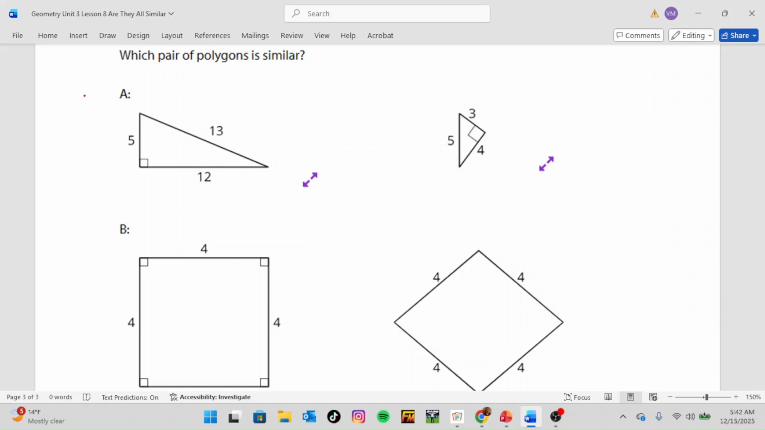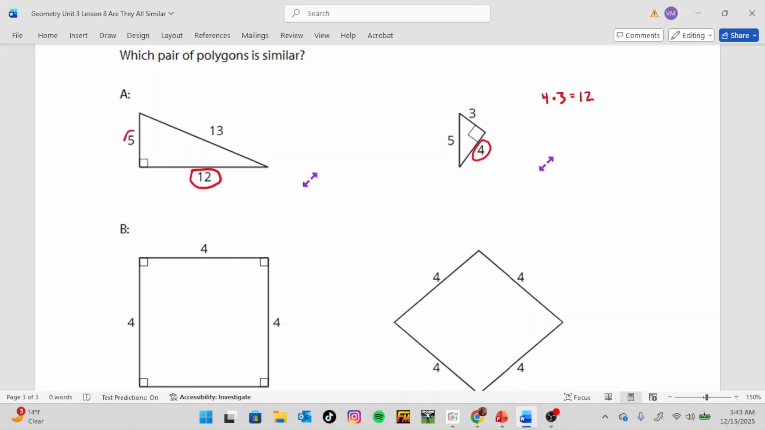Now, based on where the angles are, this side length of 12 should correspond to this side length of 4. And if we take 4 and multiply it by 3, we get 12. So our scale factor could be 3 or 1/3, depending on the direction that we're going.